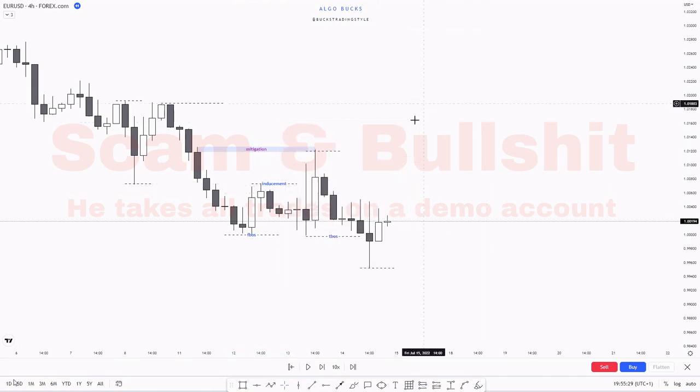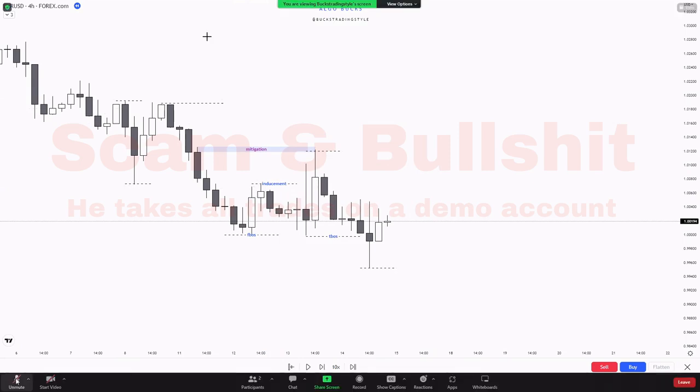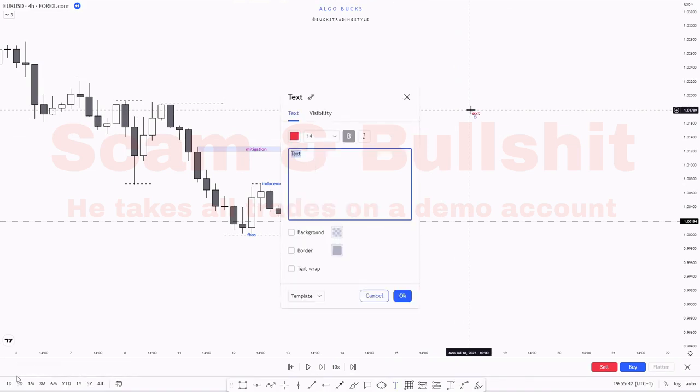Is our mitigation. So now for the algo structure for the MSU to be a valid MSU, we want to see five things. First of all, we want to see a fake break of structure. Then we want to see an inducement.